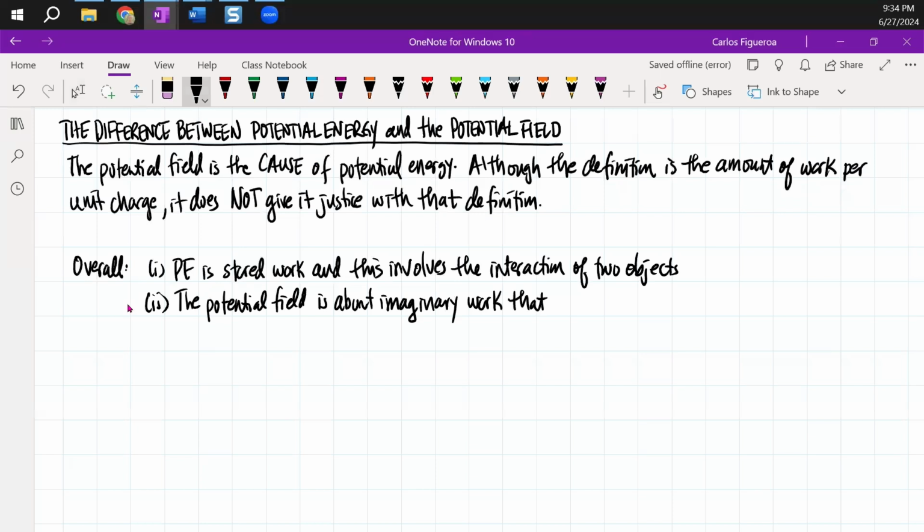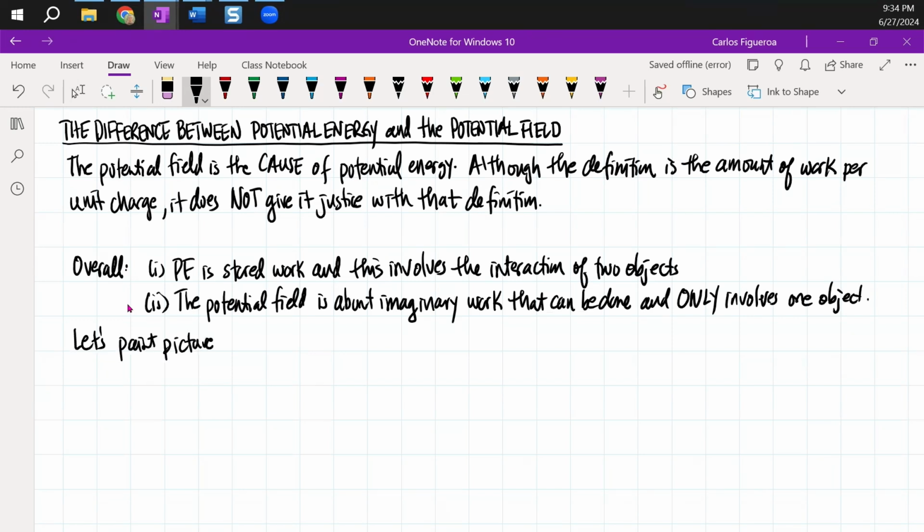that can be done and only involves one object. So I want to expand on that picture right there. So let's paint a picture of these scenarios.